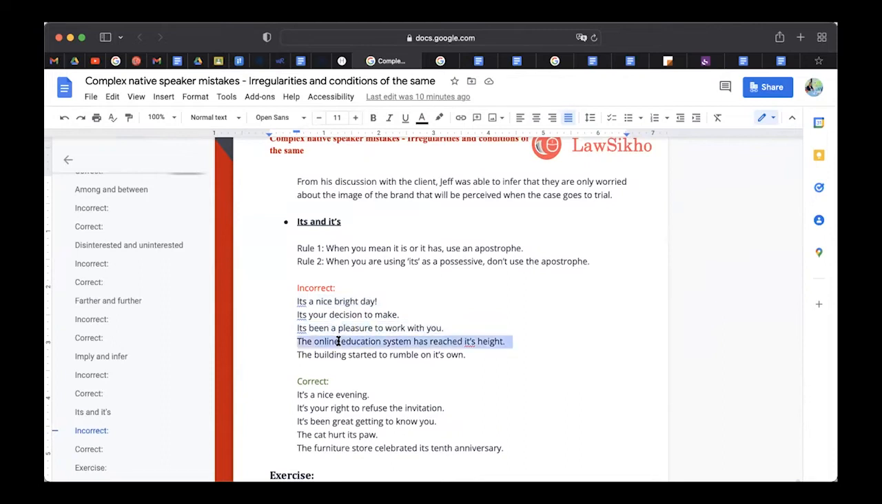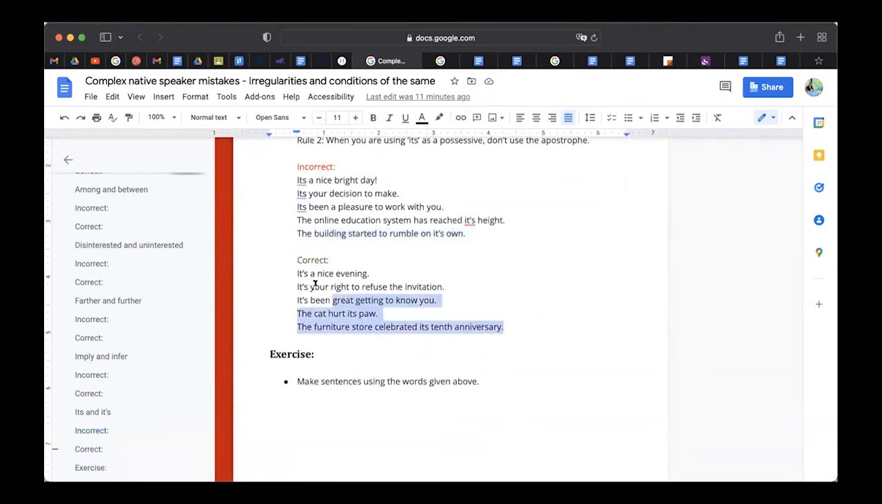But over here, the online education system has reached its height. It doesn't mean it is. The online education system has reached it is height? It does not mean it's here. The building started to rumble on its own. Again, this is also incorrect. It's without the apostrophe S, because on its own, not on it is own.